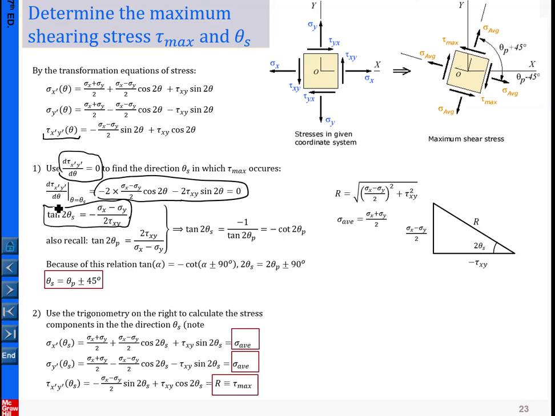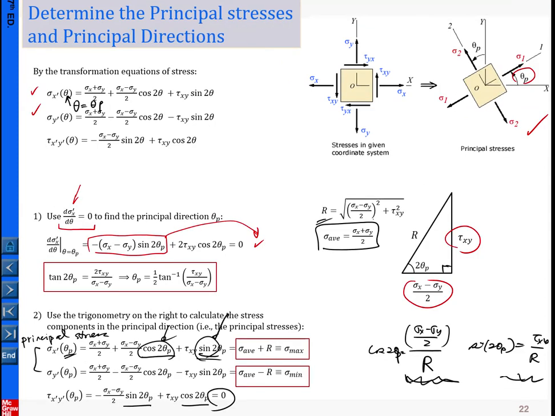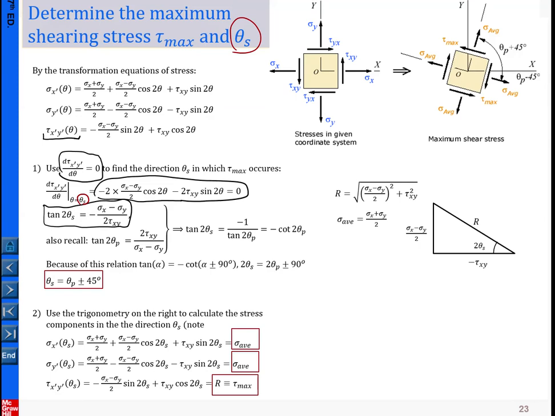And here the theta s is indicating the orientation. Theta s is the orientation at which the maximum shear stress occurs. So that's called theta s here, as different from theta p. That is the common nomenclature we use. So here the 2 theta s is like this one again.